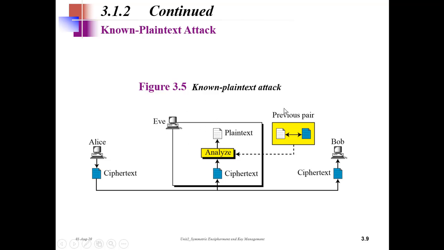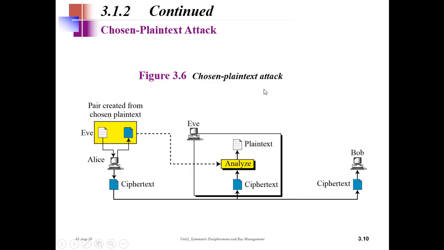So this is known plain text attack. Then we have chosen plain text attack. In this case, we assume that Eve has access to Alice's computer itself. So what he does, he knows the plain text now because he has access to Alice's computer.